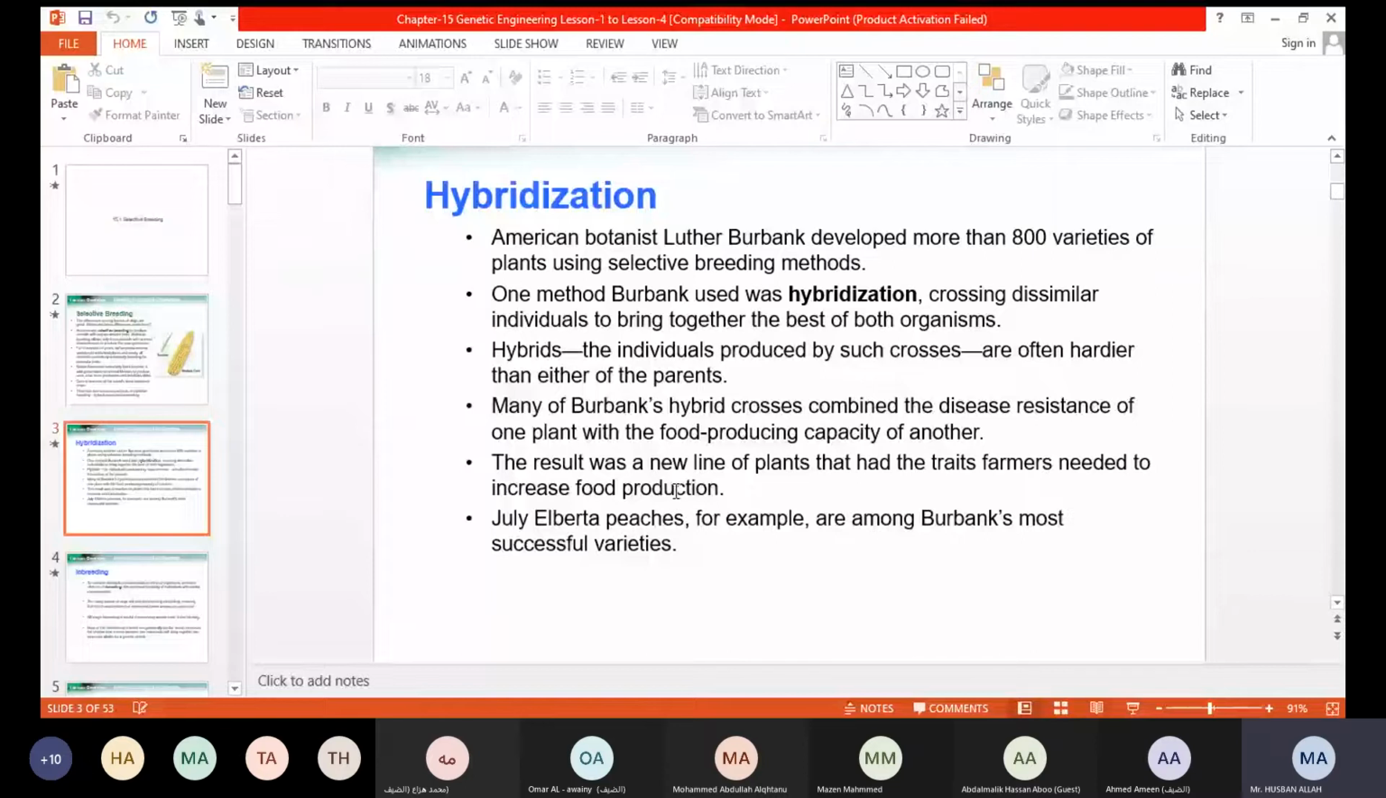If you look at hybridization, nowadays most of the plants, most of the food, most of the vegetables, and most of the things which we are getting from agriculture are hybrid, because we are now getting very good quality, and a little agricultural land can produce a large amount of food and crops. Julie Alberta's peaches, a species of peaches, for example, are among Burbank's most successful varieties. These peaches were produced by hybridization by Burbank, and this was the most successful variety he crossed and got as a hybrid.